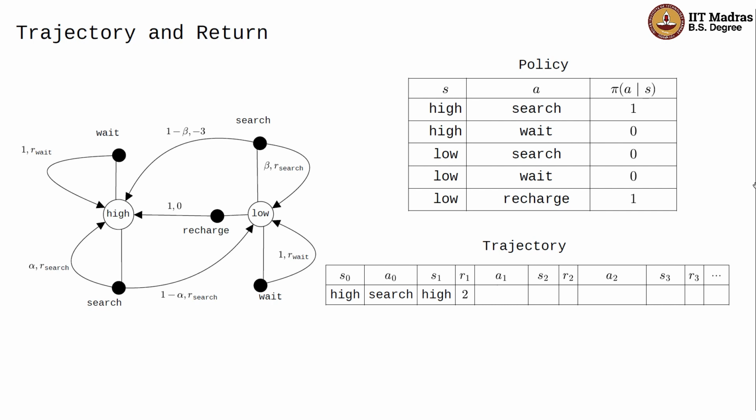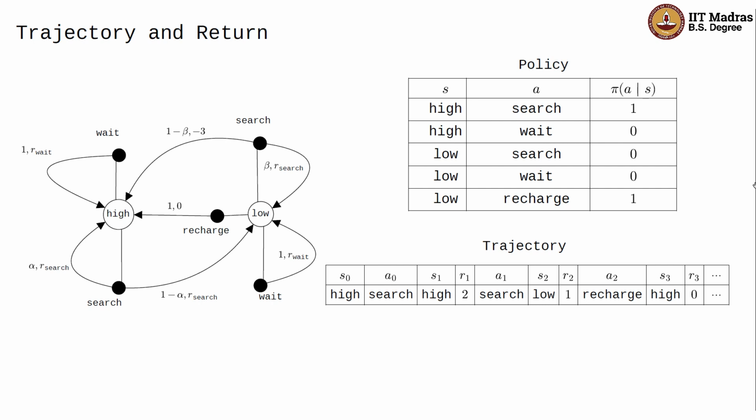So now you are in state high. You decide to take the action search again. You continue to search because that's what the policy says. Now it's more likely that you end up in state low, and let's say you manage to collect only 1 can in this process. Now you're in state low. What do you decide to do? You decide to recharge. That's what the policy says. And if you recharge, you deterministically transition to state high, and you don't get any reward in this process. You can keep going on and on.